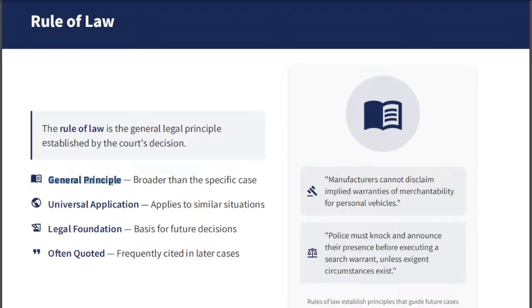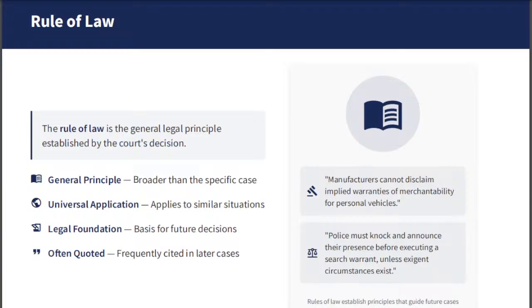So here we go. Manufacturers cannot disclaim implied warranties of merchantability for personal vehicles. That would be considered a rule of law. Here's another one. We say a rule of law, not necessarily a law, but a rule of law is a general legal principle established by the court's decision, as a court doesn't create laws.